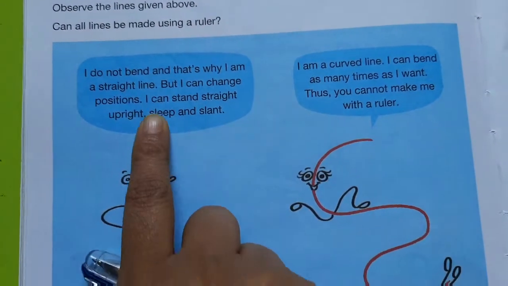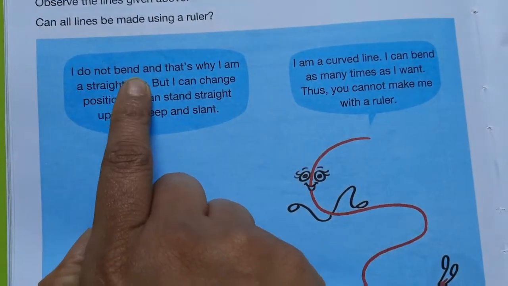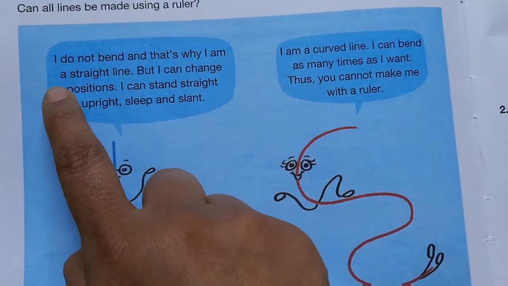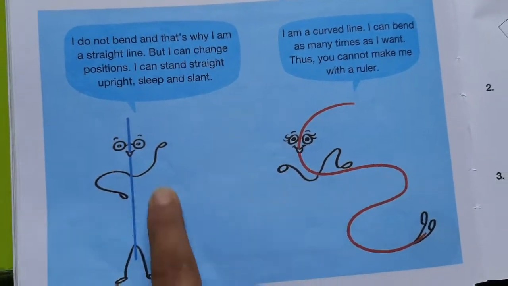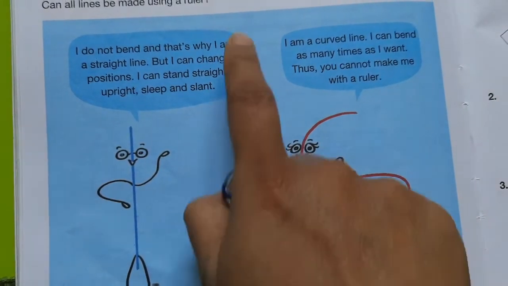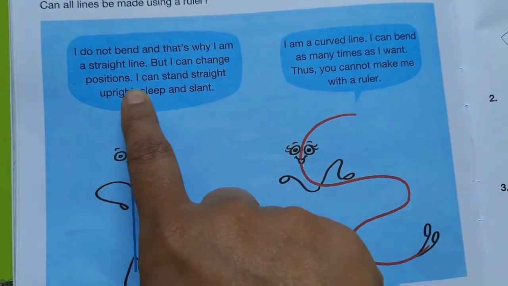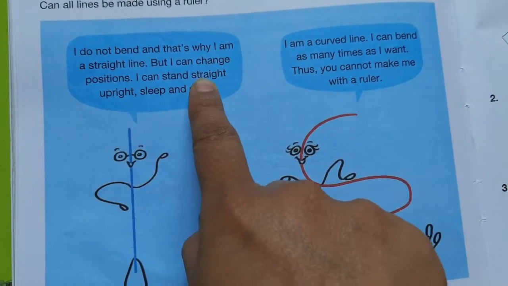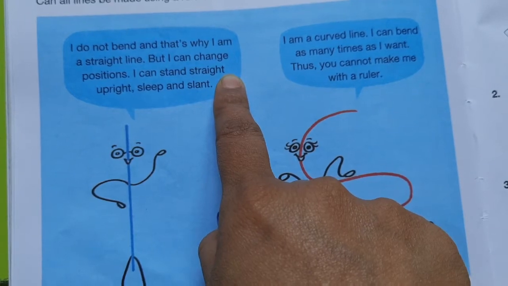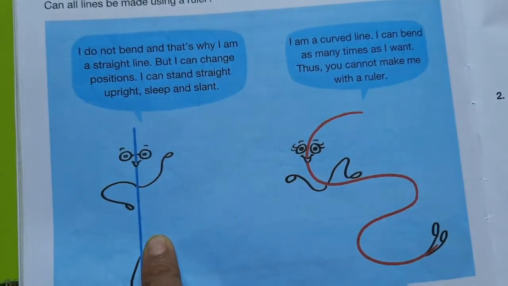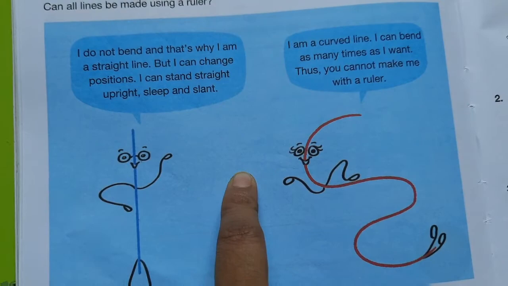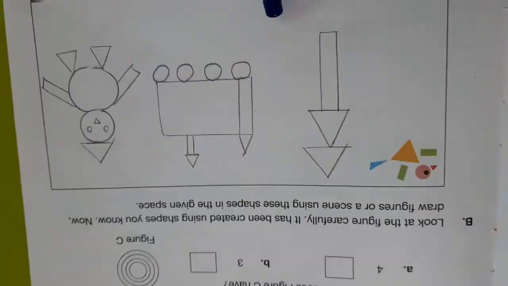Okay. Now let's see what the straight line is saying. I do not bend and that's why I am a straight line. I am a straight line, but I can change position. I can stand up straight, sleep and slant.